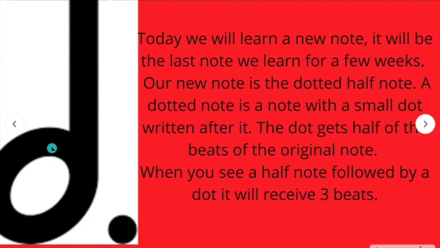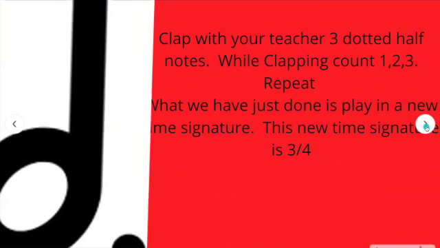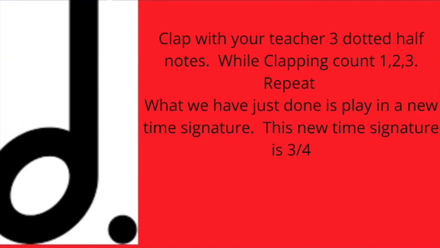Half note gets 2 beats. Half of 2 is 1. 2 plus 1 equals 3. So when I play it, I'll play it once and count to 3. 1, 2, 3, off. All right, clap the dotted half notes with your teacher. 1, 2, ready, go. 1, 2, 3, 1, 2, 3, 1, 2, 3. Now let's play it on the guitar. 1, 2, 3, 1, 2, 3, 1, 2, 3, off.